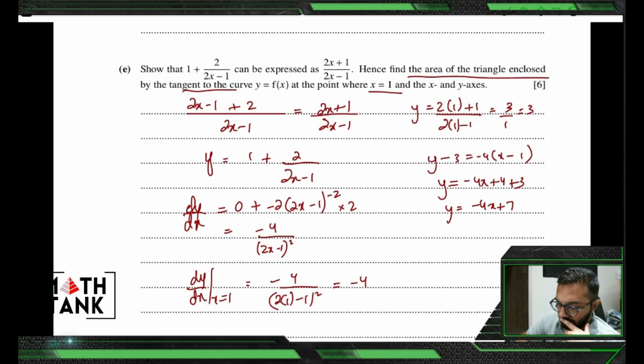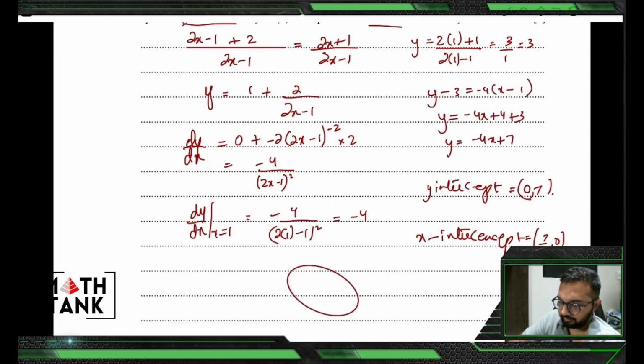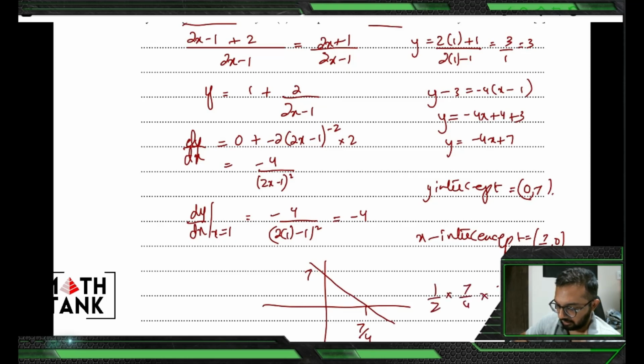Okay, finding the x and y intercept. So the y intercept is basically 0, 7, and the x intercept is 7 over 4, 0. So it's going to create a triangle like this. It's going to be 7 over 4, that's going to be 7, so half base into height, so that's 49 over 8. I hope that's the correct answer.